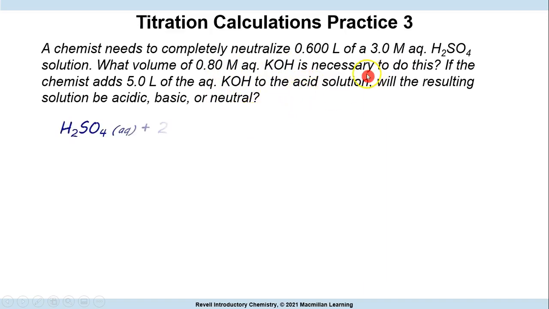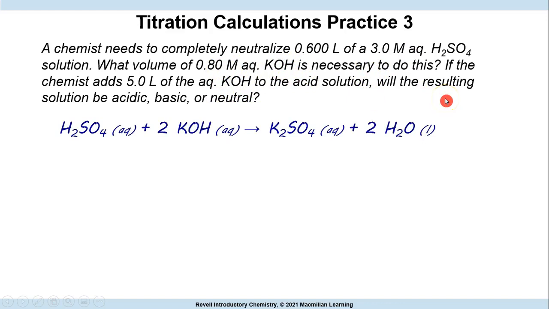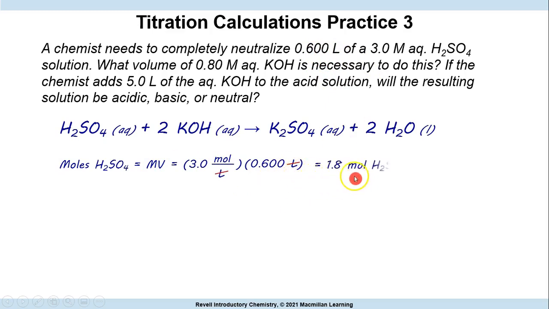Now we have to write out the balanced chemical equation first. So we see that for every 1 mole of sulfuric acid, 2 moles of potassium hydroxide are used. So we can calculate the moles of sulfuric acid, then convert it. Now let's go ahead. The moles of sulfuric acid is going to be given by molarity times volume, and that is 3.0 times 0.600 liters. Now that gives us a value of 1.8 moles of sulfuric acid.